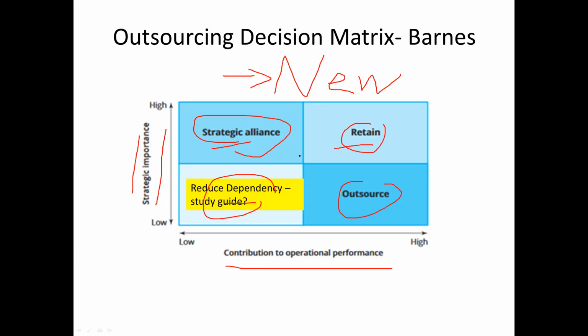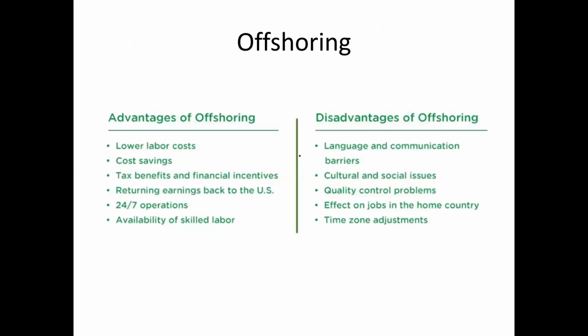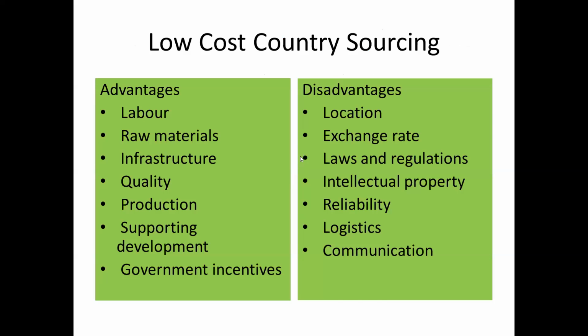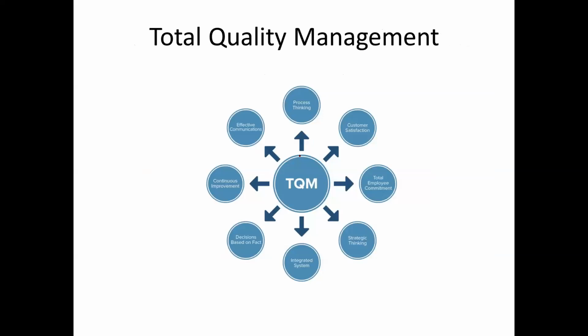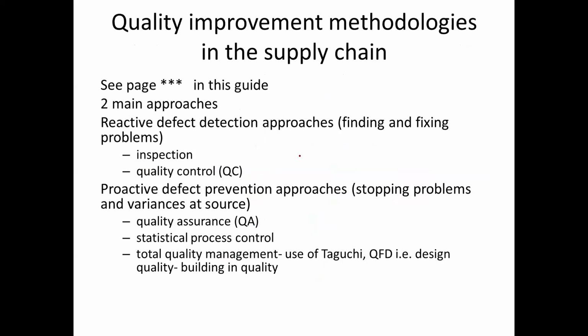They call it reduced dependency in the study guide, but the actual Barnes model says eliminate. Then they talk about offshoring, low-cost sourcing, TQM, reactive approaches to quality inspection and QC, building quality in, proactive, QA, SPC, TQM, QFD, Taguchi, Plan, Do, Check, Act, maybe, Kaizen, you name it. The study guide has a fairly generic couple of pages, no detail.